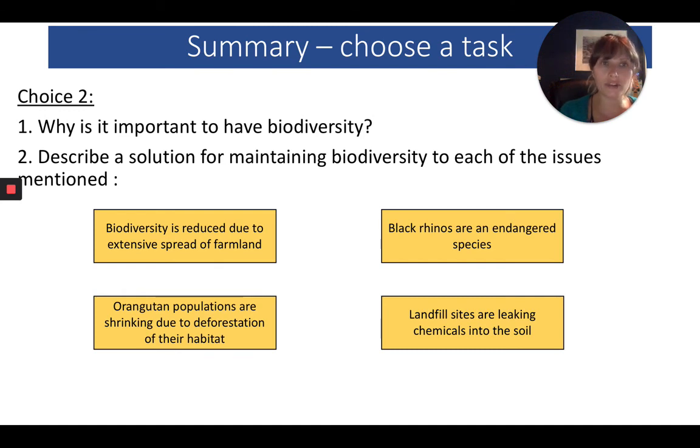Choice two is why is it important to have biodiversity? So a little bit more of a tricky question. And then I want you to look at the four issues and you're going to describe a solution yourself based on this lesson. So you're not matching them up, you're describing it yourself. So it's a little bit harder, but a bit more challenging and maybe a bit more exciting for you.